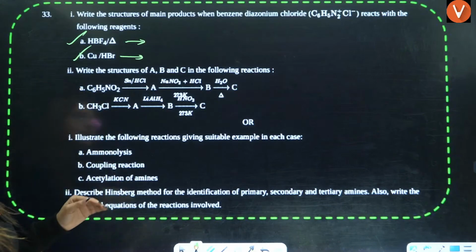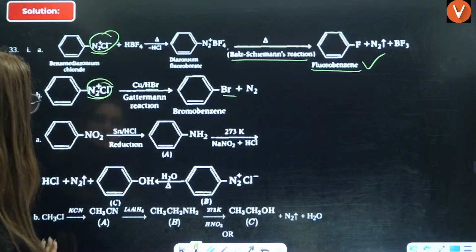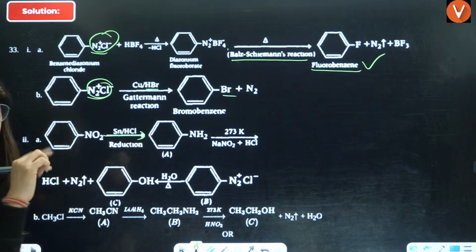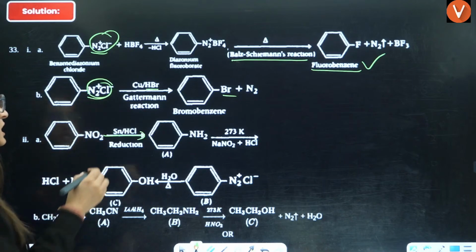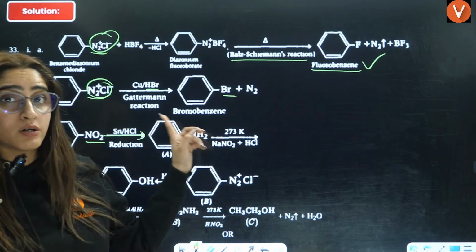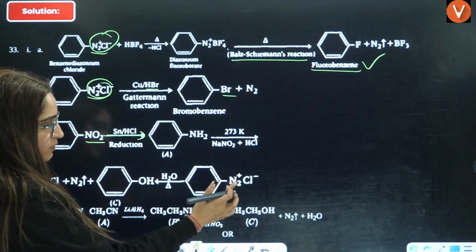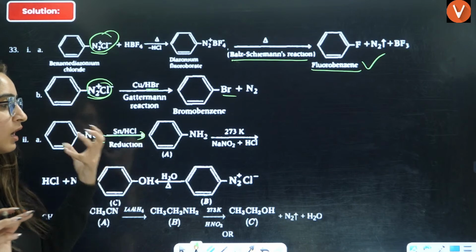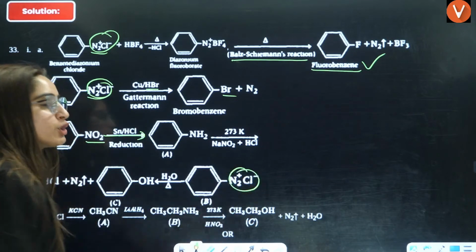Next question is, write the structures of A, B, C in the following reactions. So you have to write the structures here. Firstly, you have nitrobenzene. Adding Sn, HCl, so what will happen here? This will be reduced to NH2. After adding NaNO2, HCl at 0 to 5 degrees Celsius, there will be diazotization. That means it will be converted to N2Cl. After adding water here and when you warm it, this will be converted to OH.